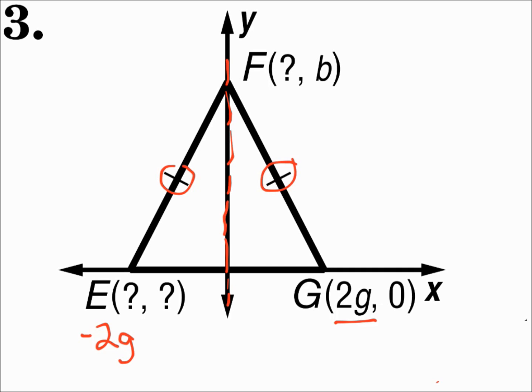For the y-coordinate, point E is on the x-axis, so you don't go up or down any. The y-coordinate is 0. For point F, the x-coordinate is what we need. Since point F is on the y-axis, it doesn't go anywhere left or right, so the x-coordinate is 0. Always remember, when you're on one of the axes, you're going to have a 0 somewhere. If you're on the x-axis, y is 0, and if you're on the y-axis, x is 0. And remember the symmetry that an isosceles triangle has.